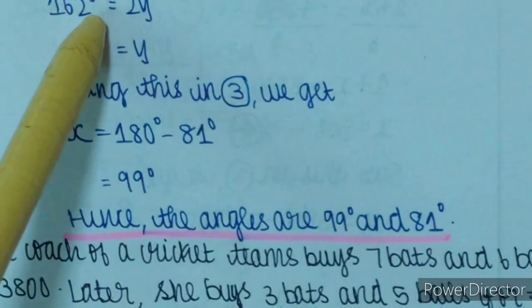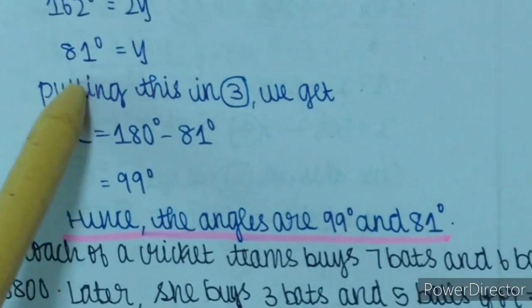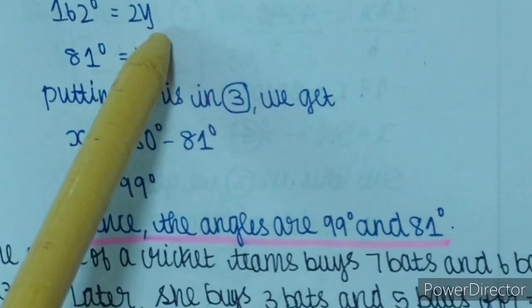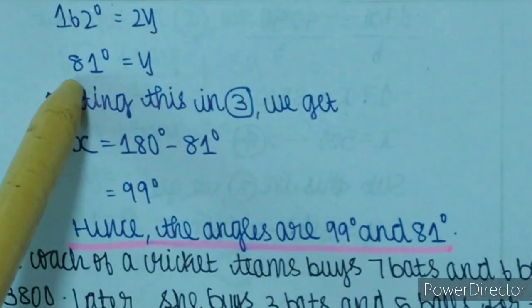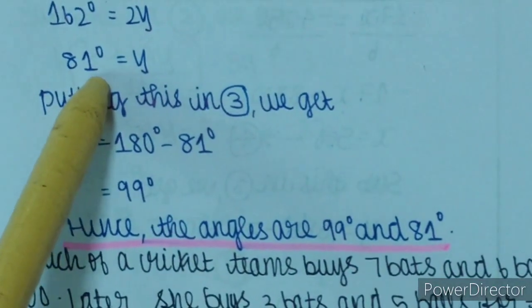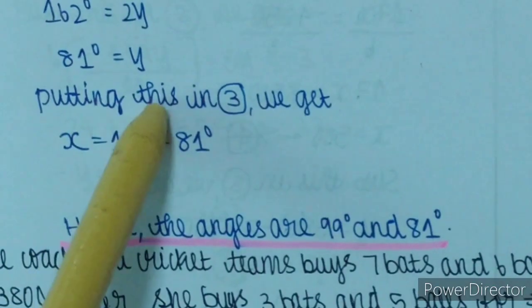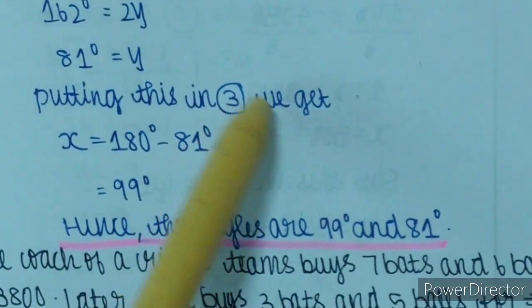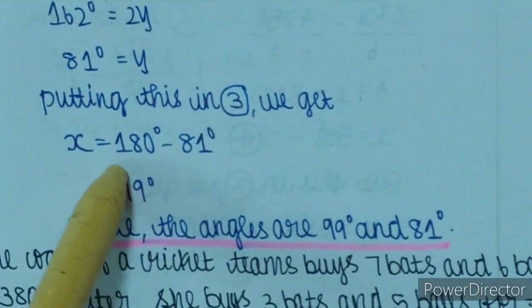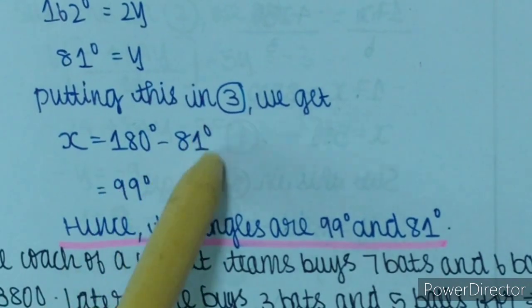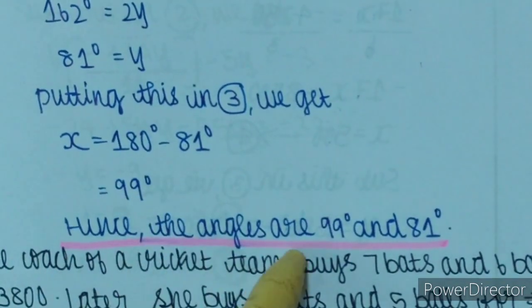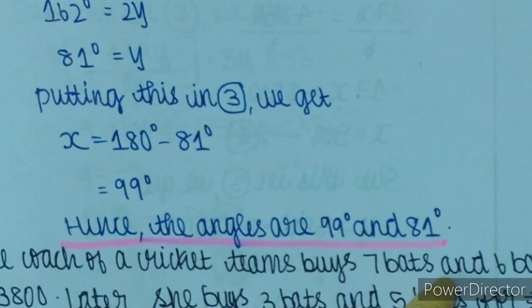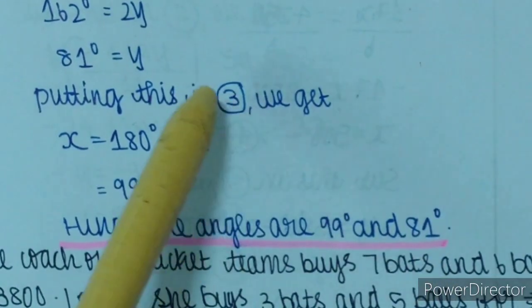Now 162 degree divided by 2 is equal to 81 degree. Here 2 is in multiplication with y. On the other side, bringing this 2 to the other side, it goes in division. Therefore, it is 81 degree, which is equal to y. Now, putting this in the second equation, we get x is equal to 180 degree minus 81 degree, which is equal to 99 degree. Hence, the angles are 99 degree and 81 degree. Sorry, it is not third equation, it is second equation.